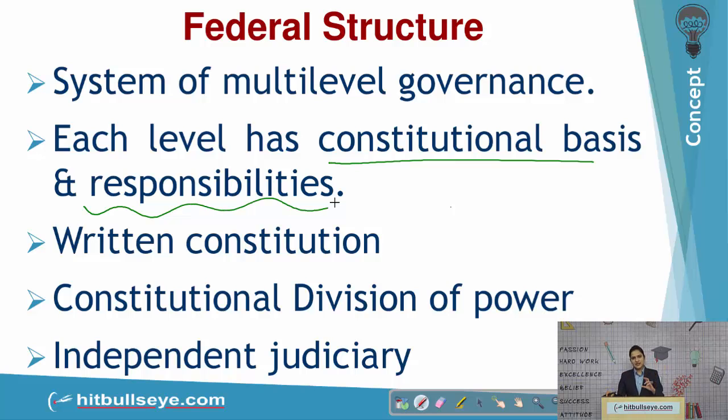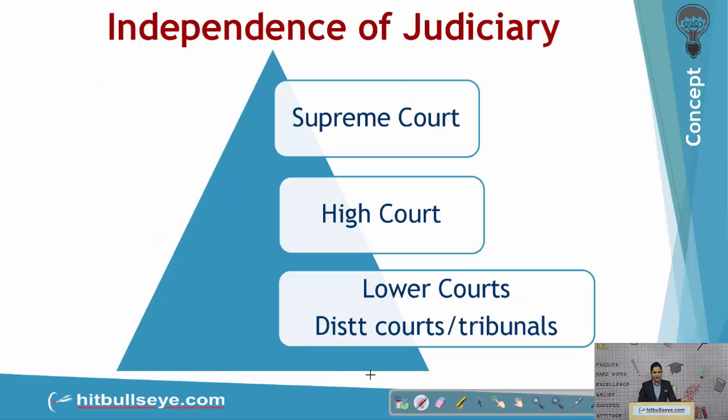Now, what is really essential to maintain a strong federation is that there has to be a written constitution which clearly divides these powers and functions between various levels of governance. Then there has to be an independent judiciary, because only an independent judiciary can decide upon disputes in case there is an encroachment of power between these levels of governance. Now, the Indian judiciary is completely independent. It's the most outstanding feature of the Indian judicial system.